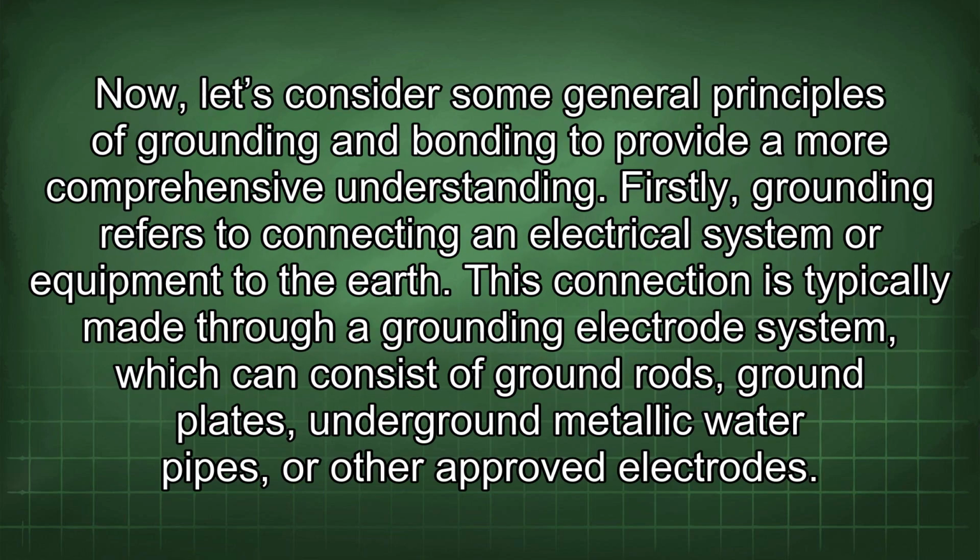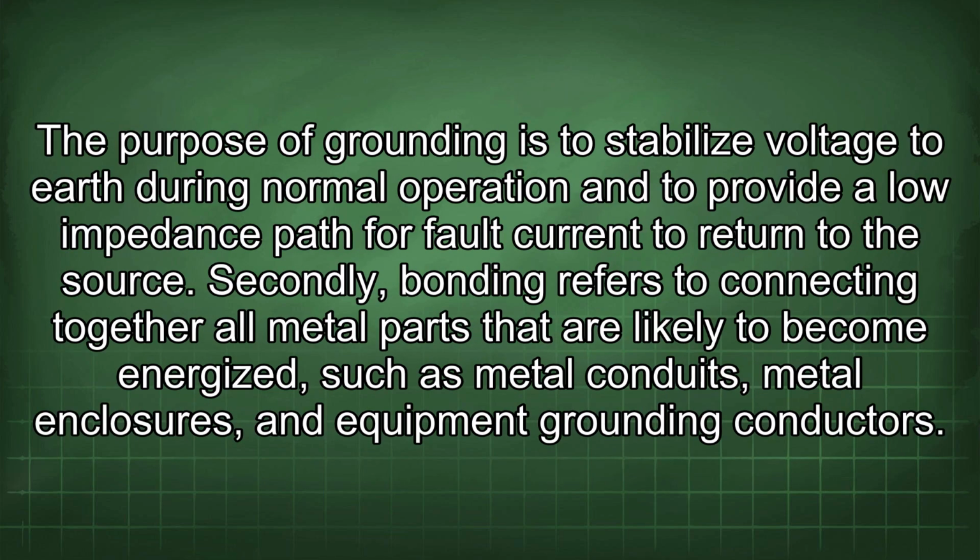Now, let's consider some general principles of grounding and bonding to provide a more comprehensive understanding. Firstly, grounding refers to connecting an electrical system or equipment to the earth. This connection is typically made through a grounding electrode system, which can consist of ground rods, ground plates, underground metallic water pipes, or other approved electrodes. The purpose of grounding is to stabilize voltage to earth during normal operation and to provide a low impedance path for fault current to return to the source.